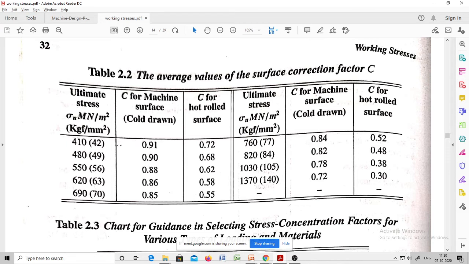Suppose you have an ultimate strength of 410 megapascal. If the material is cold drawn, then you can select 0.91 as the surface factor. If it is hot rolled, then you go for 0.72. Similarly, if the ultimate stress is 690 megapascal, then C equals 0.85 for cold drawn steel and 0.55 for hot rolled steel.